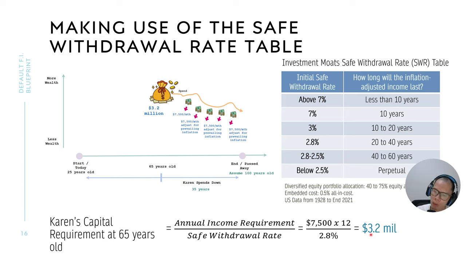That sounds like a large amount of money, but it's because over this time period, Karen can be lucky or unlucky. Inflation can be very high or very low. So this plan is kind of conservative. It buffers for those periods of high inflation, where you're spending a lot, but the markets might not be doing as well as they should. Okay, so now we've figured out this 3.2 million.